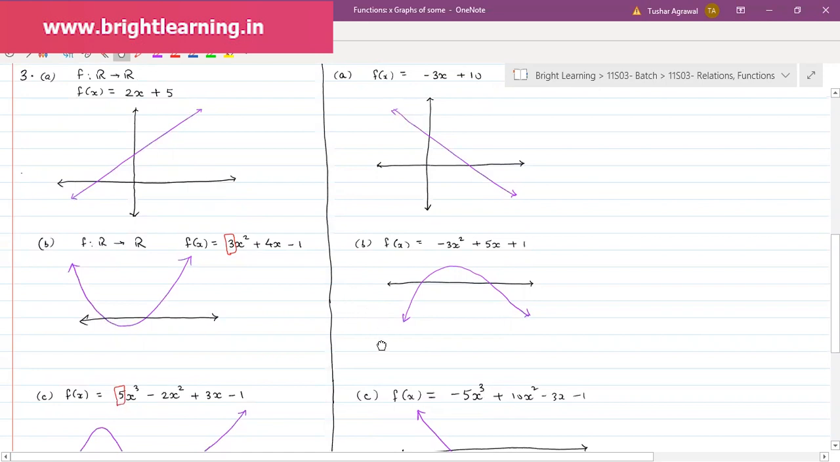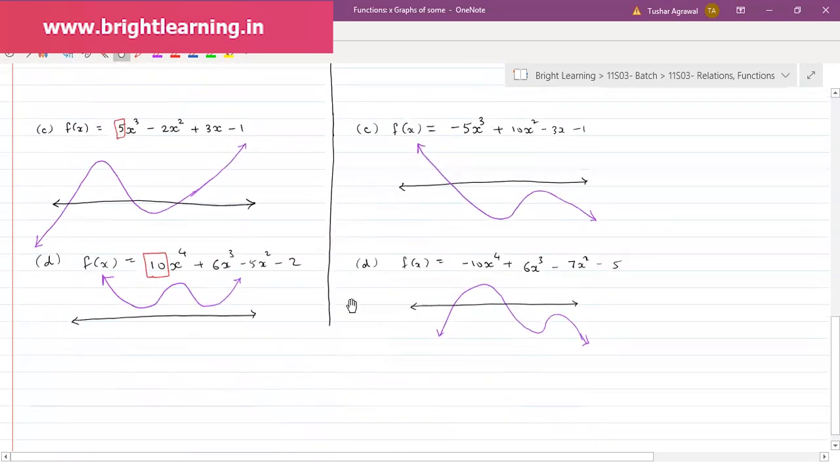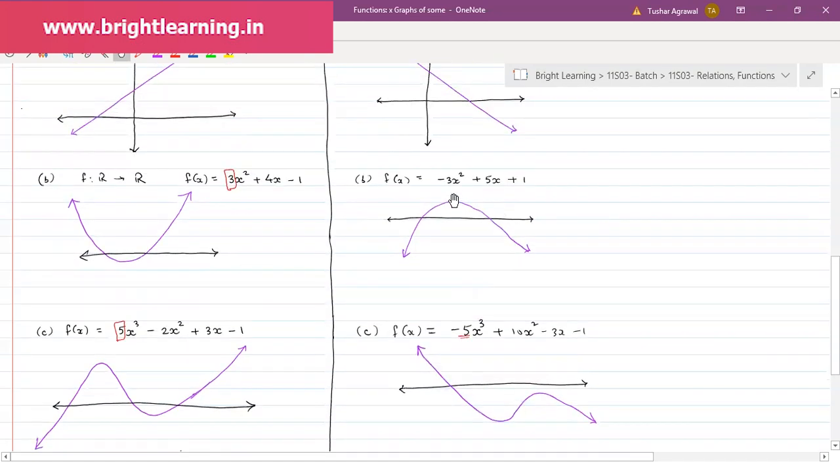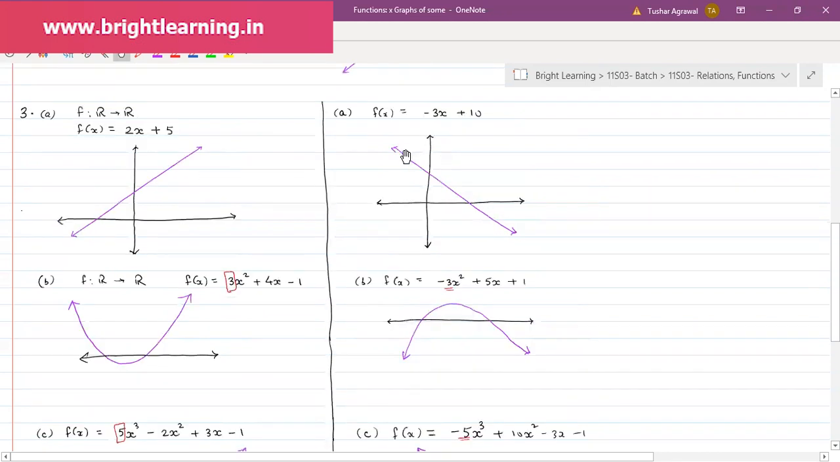That's it. Okay, and then this. Okay. That's it. Okay. Keep in mind the leading coefficient. It only depends on the leading coefficient whether the graph is upward or downward, and then all the coefficients combined will determine at how many points it will cut the x-axis. How many roots does it have?